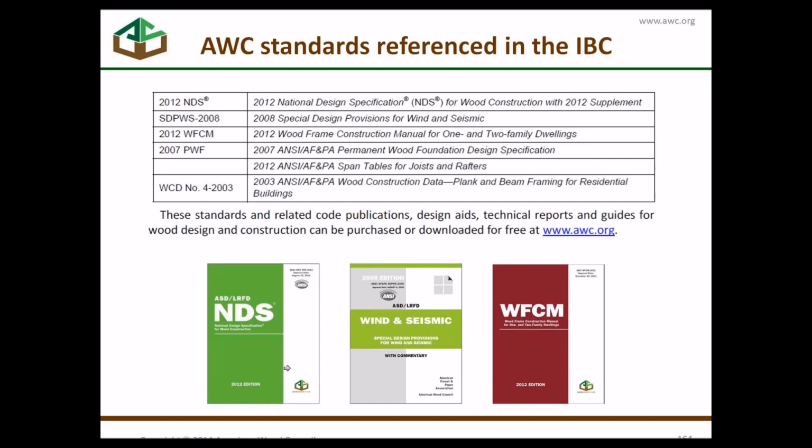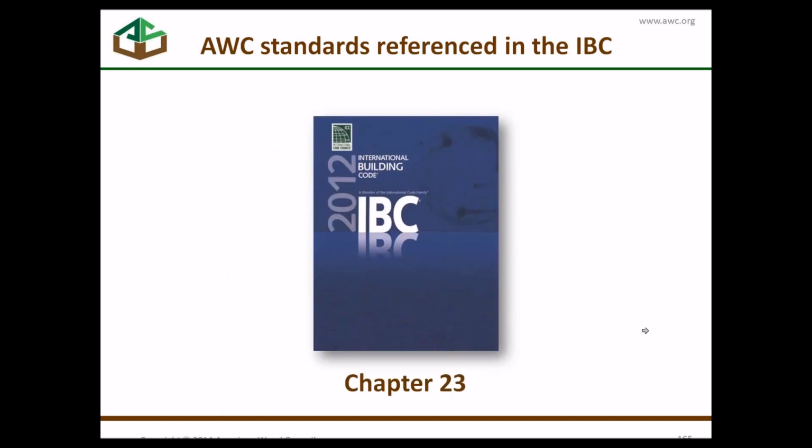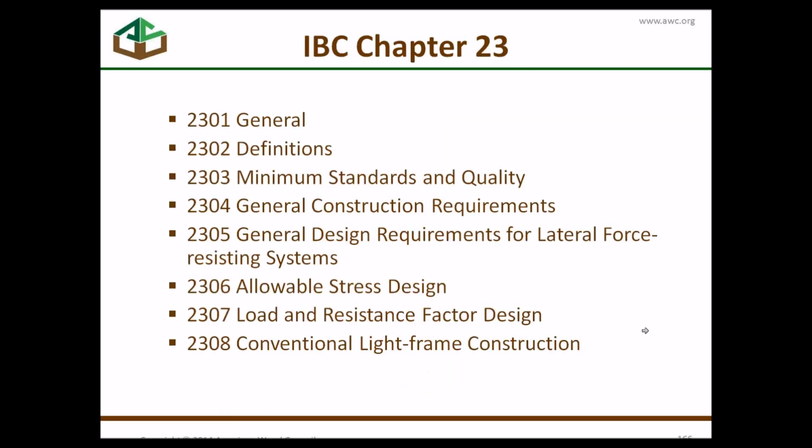This is in the back of the Code Conforming Wood Design. Here are the referenced design standards in the IBC. You're very familiar with these if you design in wood at all, the NDS, special design provisions for wind and seismic, and the wood frame construction manual. How do we get to these in the IBC? Let me remind you that, first of all, if you were in the IBC, you go to the general provisions at the very front.